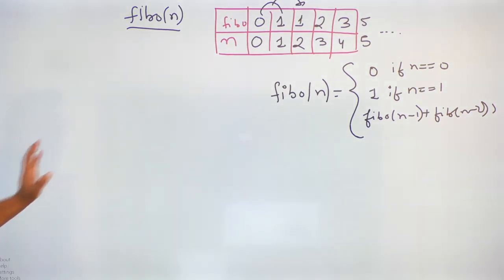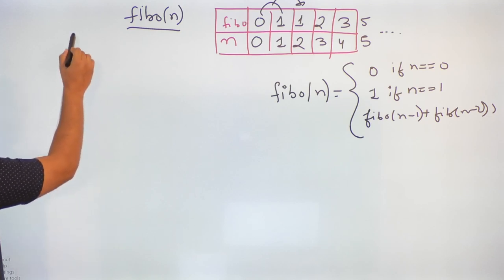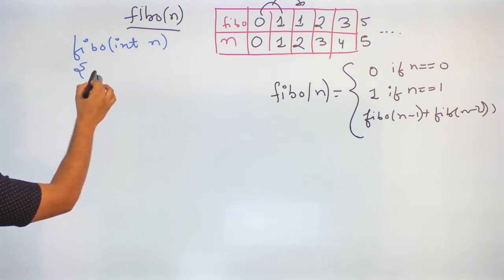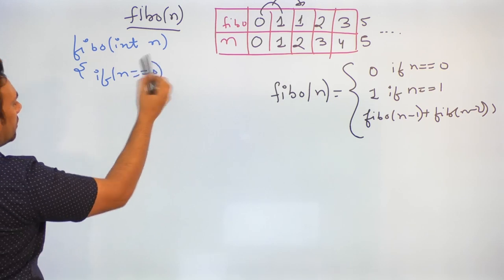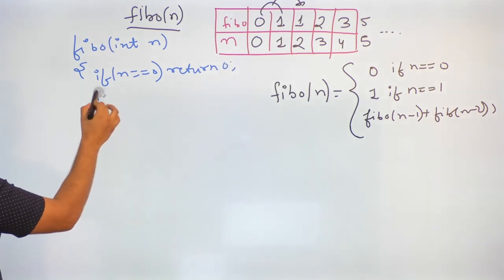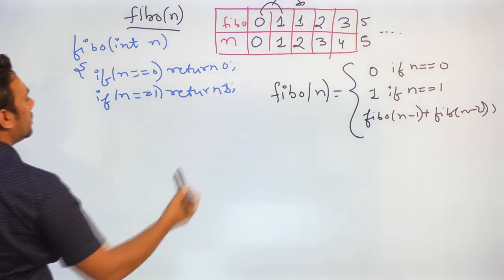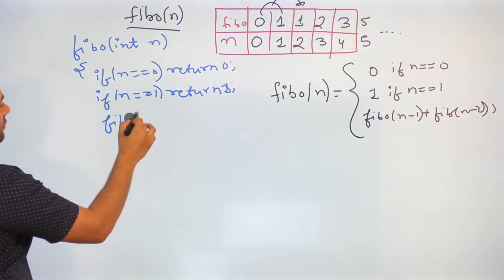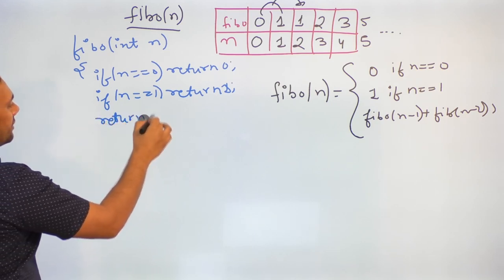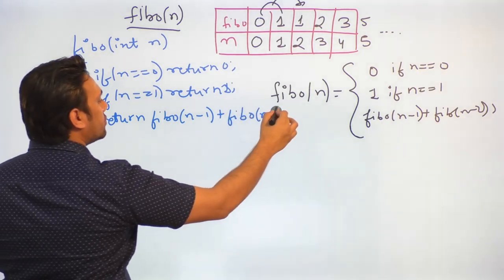How can I write a recursive program? To write a recursive program to find a Fibonacci of a number is very easy. Kaafi asaan hai. How can you do it? You can write something like this. Fibonacci of a number, the input parameter is n. If n is equal to 0, then Fibonacci of 0 is 0, so I'm just going to return 0. Or if n is equal to 1, then I can say return 1. Otherwise, return Fibonacci of n minus 1 plus Fibonacci of n minus 2.